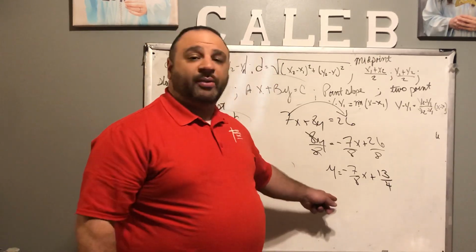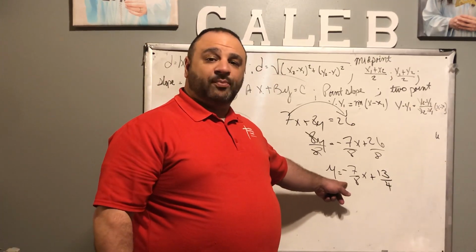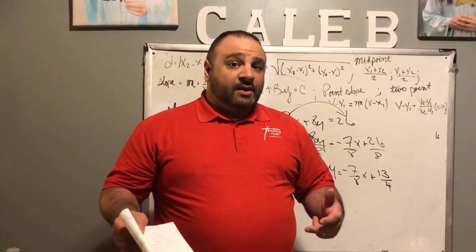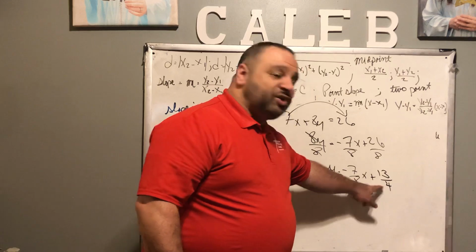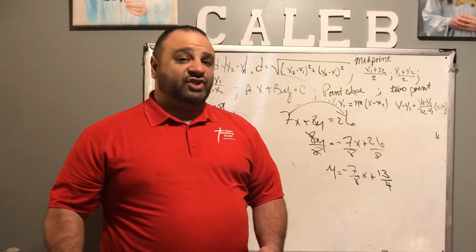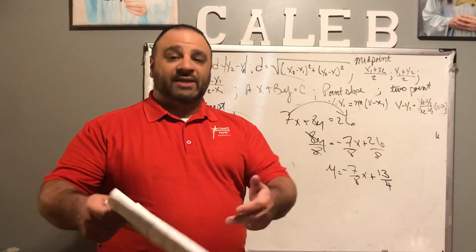And here's what our graph would be. So our slope would be negative 7 over 8. Again, what does that mean? So our y-intercept would be 13 over 4. And how you would graph an improper fraction, you would simply change it to a mixed number. Then that's how you would graph that.